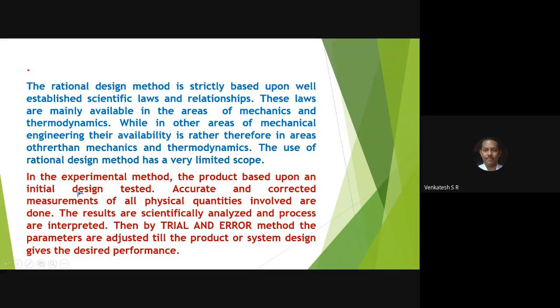So all mechanical engineers, you must know what trial and error is. Trial and error means bringing the result according to your requirement by adding or removing parameters in the system. That is called the trial and error method.